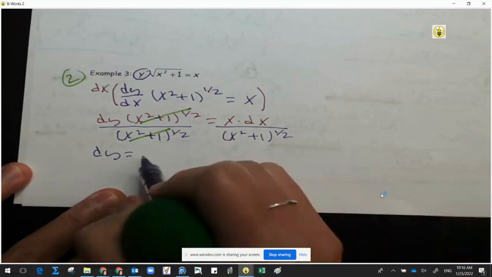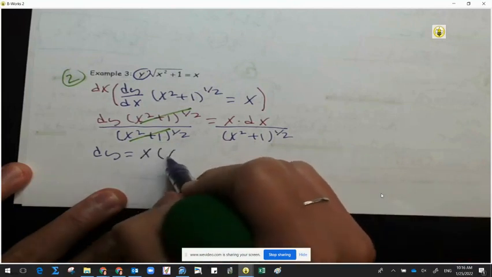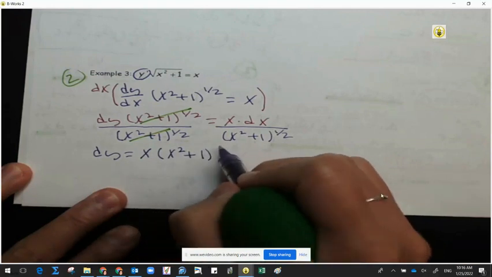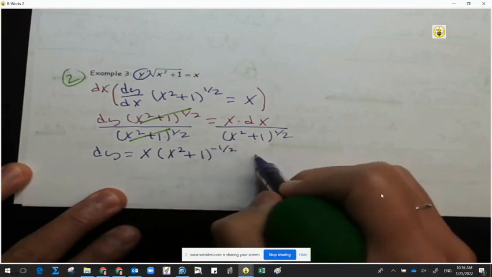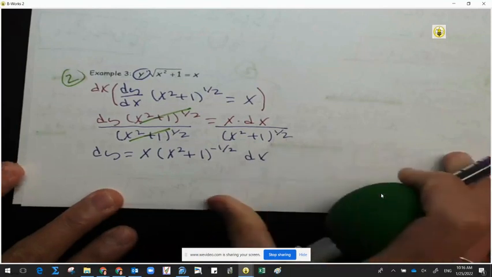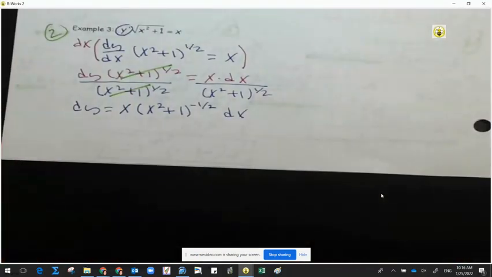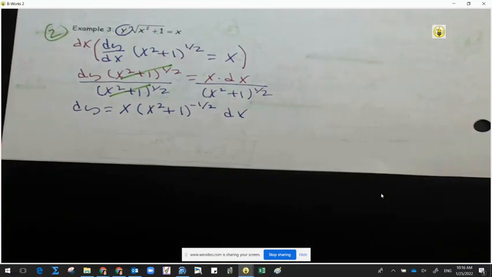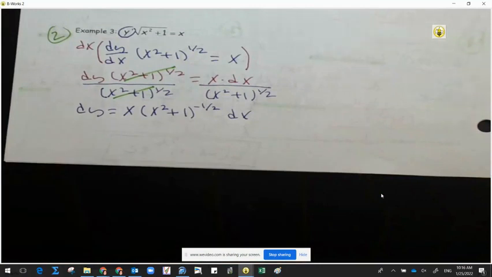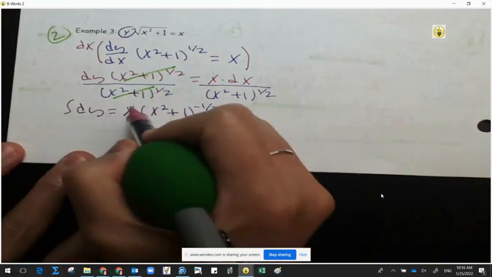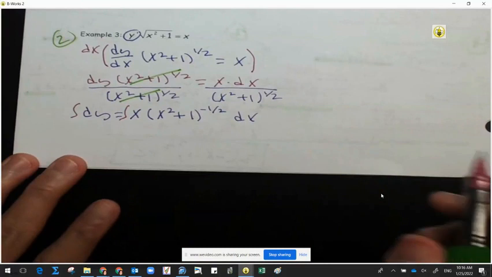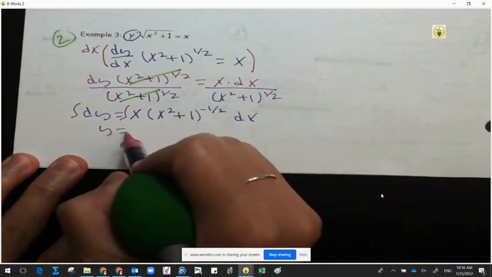Now when I rewrite this, I do not want to write this as a fraction. Let's write it with a negative power so I can bring it up to the top. So now what can I do on both sides to make y by itself? We can integrate. So when I integrate, I now have y by itself.